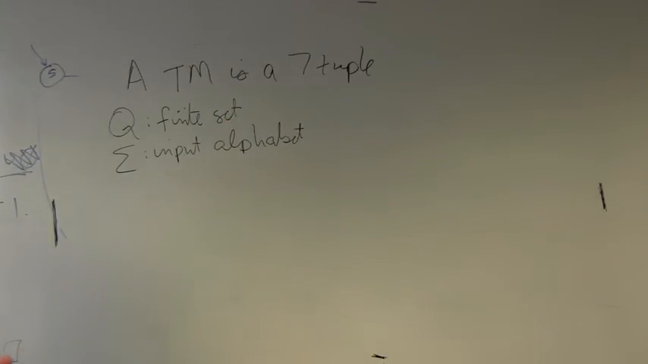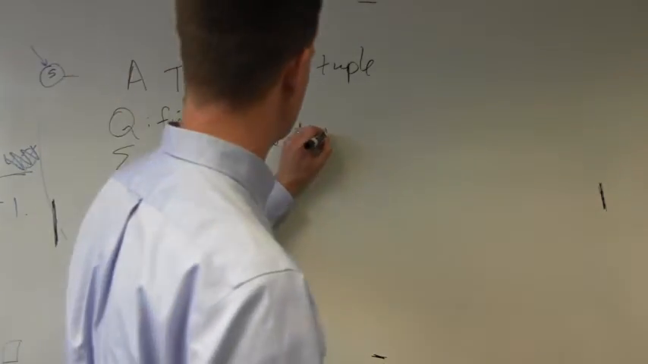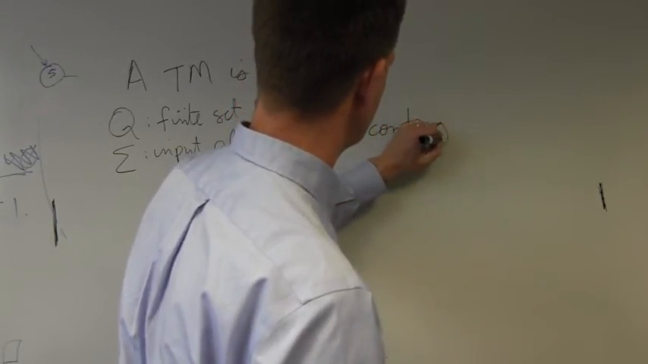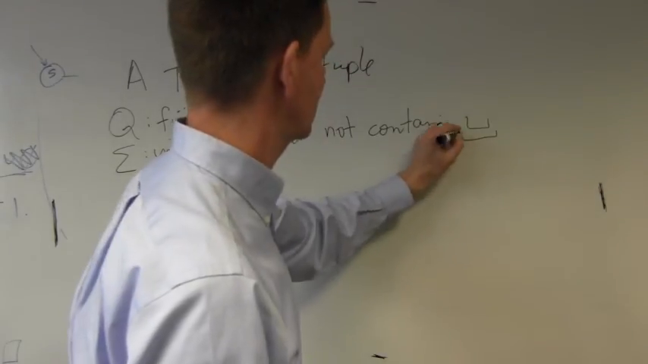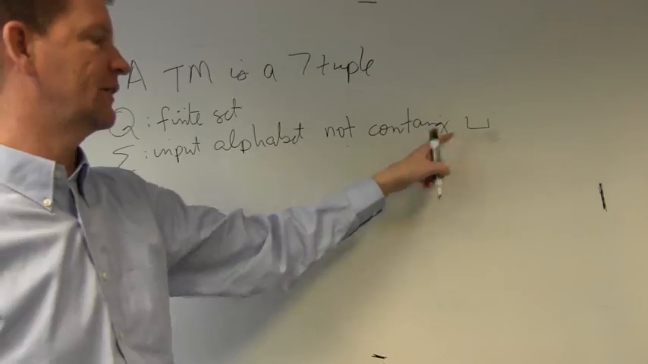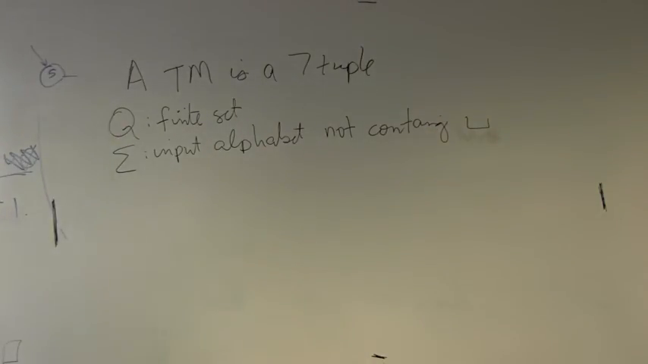However, we're going to make a special rule about the input alphabet, and we're going to say the input alphabet does not contain the blank symbol. The blank symbol is a symbol that appears on the tape when the Turing machine begins. And we're going to say that the blank symbol cannot be part of the input. So the blank symbol looks like this. Oops, that's kind of confusing. But this little guy right here is the blank symbol. So we're going to say that our input alphabet cannot contain the blank symbol.